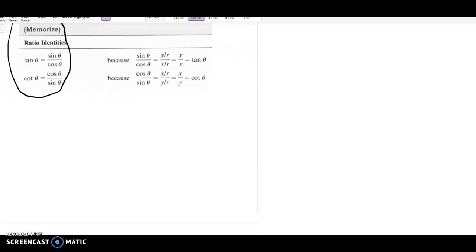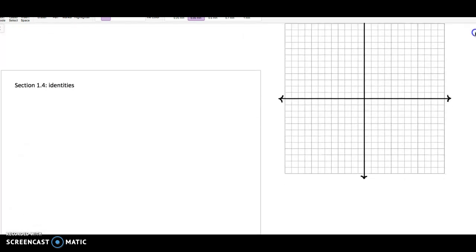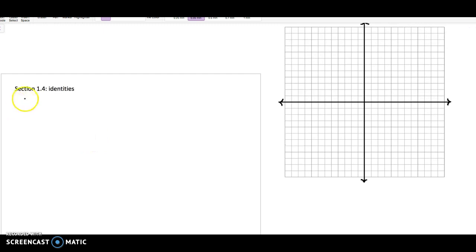Well, let's talk about how these are useful. What we often want to do is, given one of the values of one trig function, get the other trig functions. In this case, I'll write just sine of theta equals 1/4. Suppose that you were just given that much information.